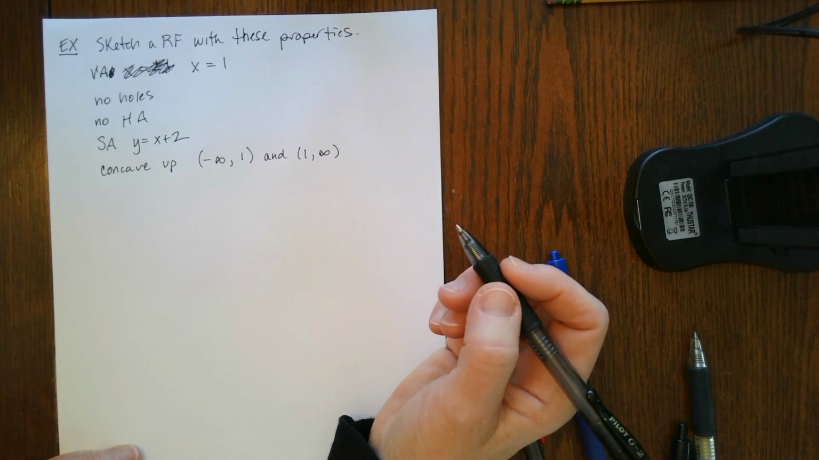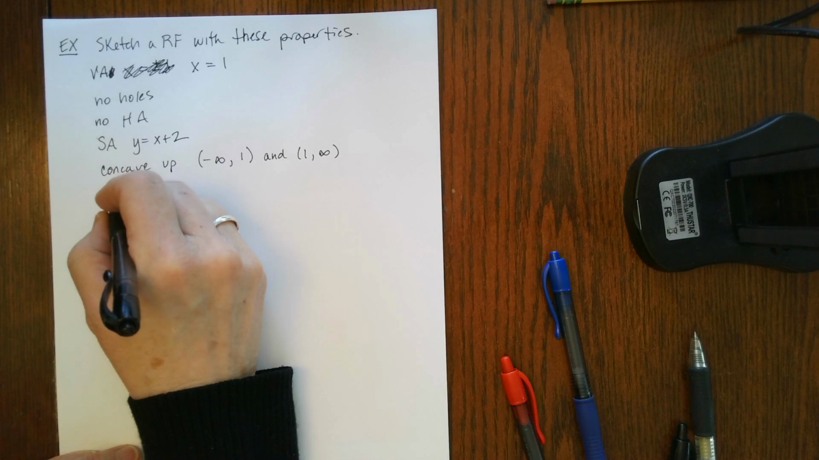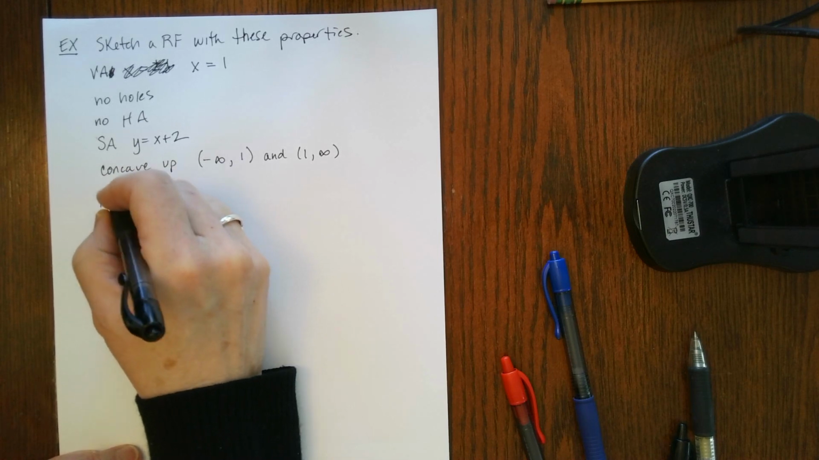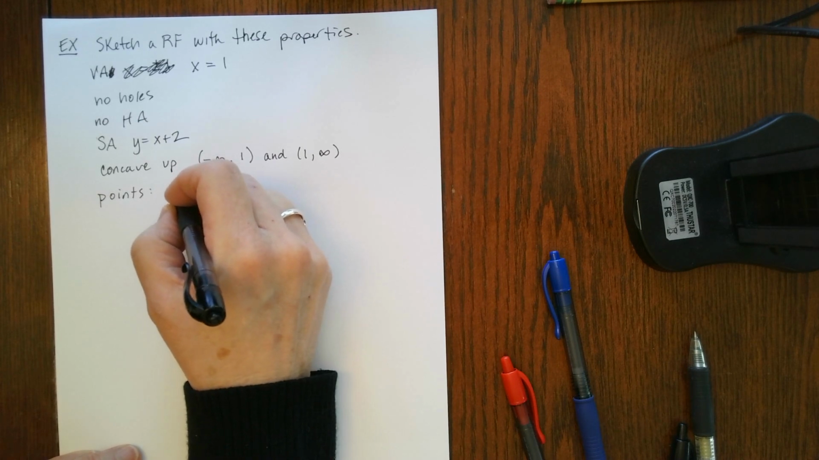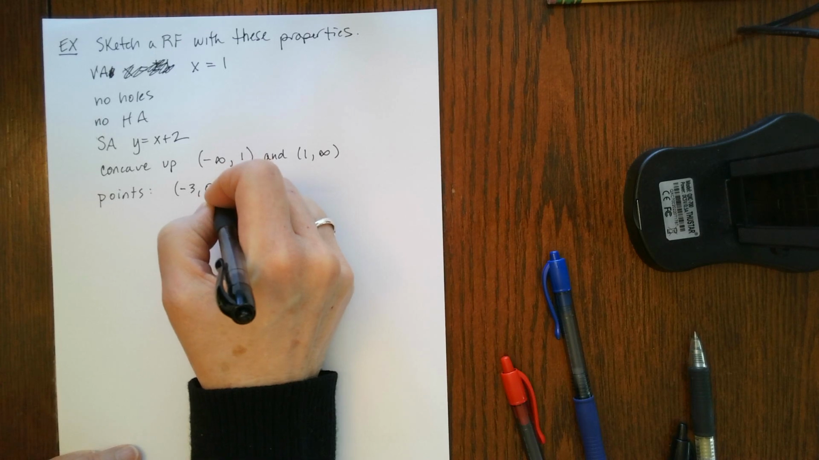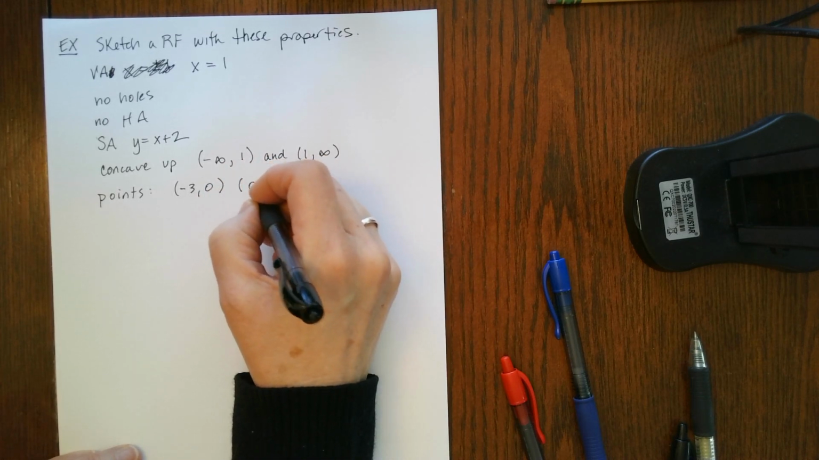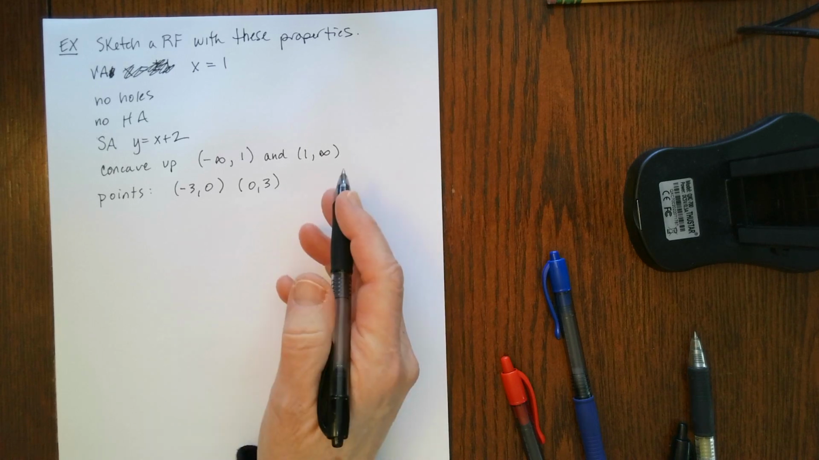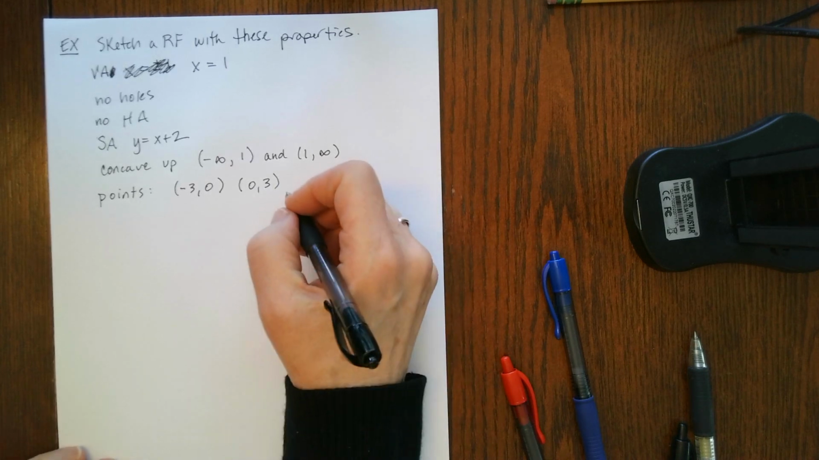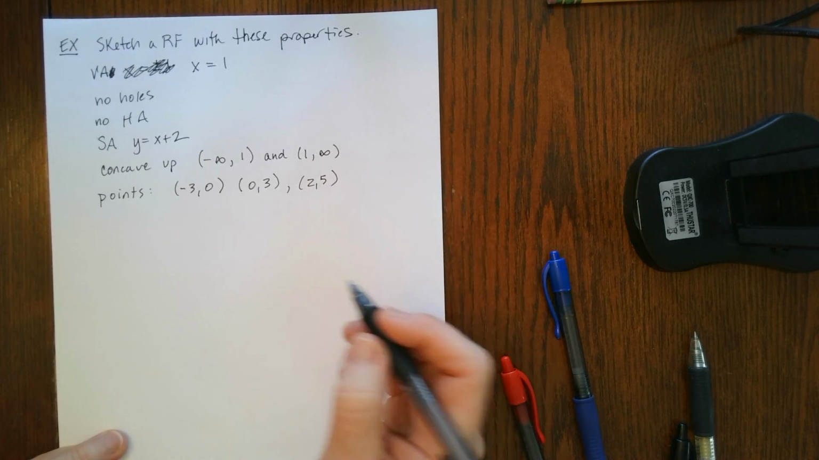Let's see, let's add some points too. Suppose that we have the point (-3, 0), and (0, 3). So that's an x-intercept, that's a y-intercept. And then let's also add the point (2, 5). All right, what does that graph look like?